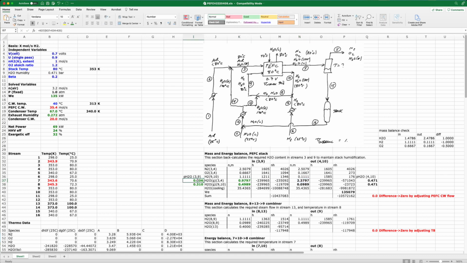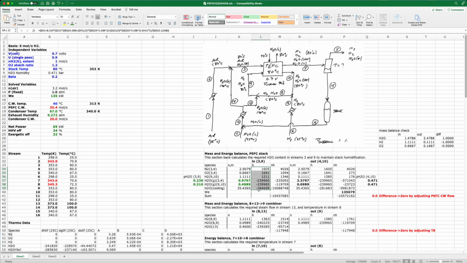We can look at streams 3 and 9 to see what the H2O saturation is at those conditions, and you can see they're both less than 0.471 atmospheres. In other words, both of these streams 3 and 9 have a lot of H2O in them, but they're not at the level of being saturated. So we're not going to crash out any liquid water in those streams, which is good. Okay, so once we're done with the material balance, the rest is energy balance.